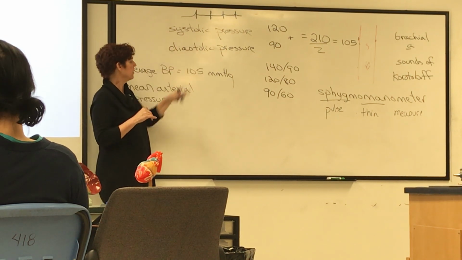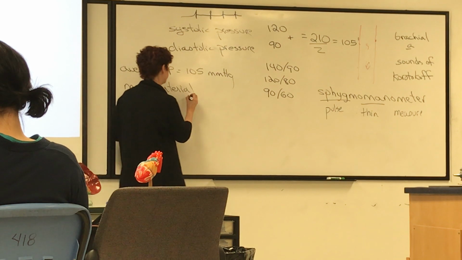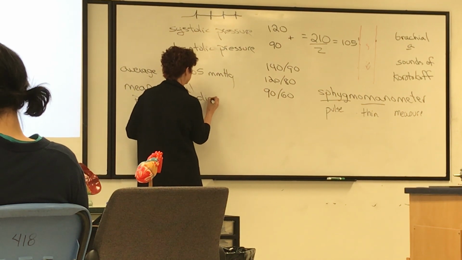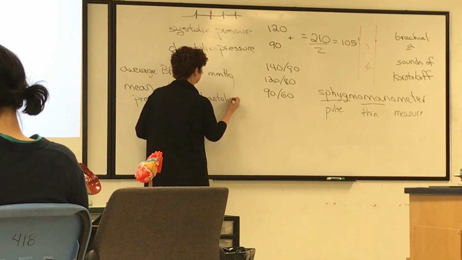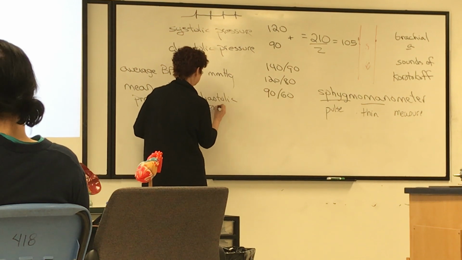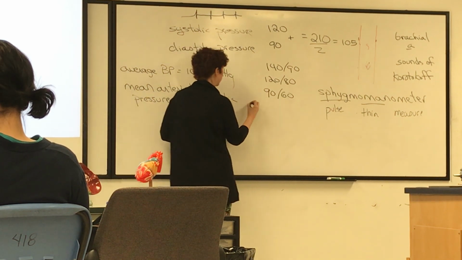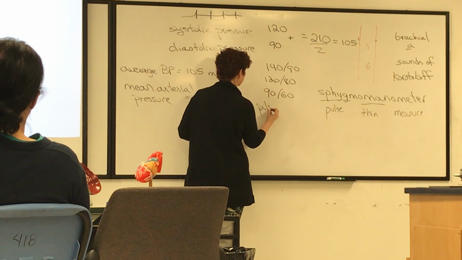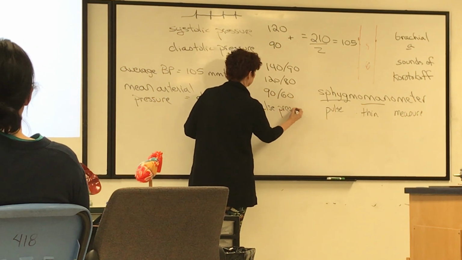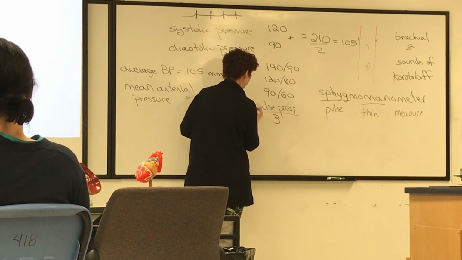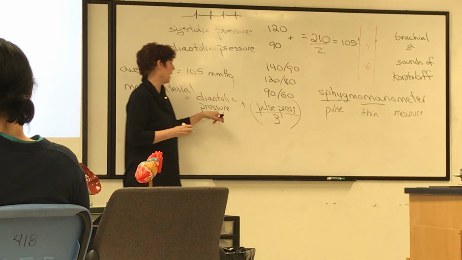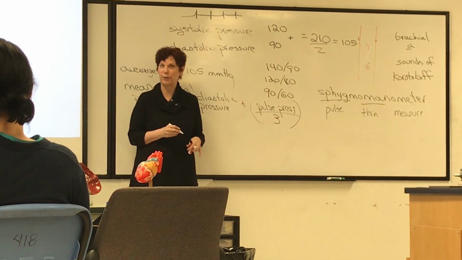So mean arterial pressure is equal to diastolic pressure plus pulse pressure divided by 3. And I'm going to put parentheses around that. We don't add diastolic to pulse and then divide the whole thing by 3.